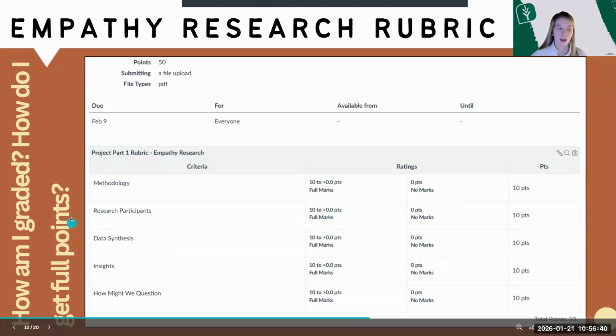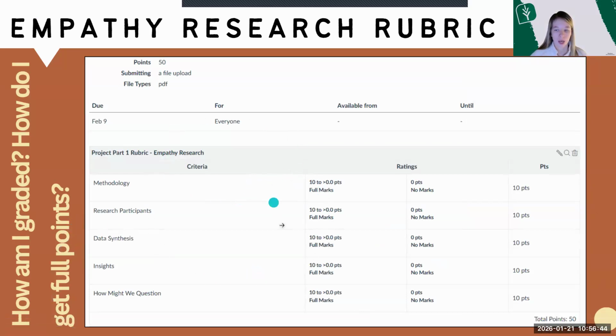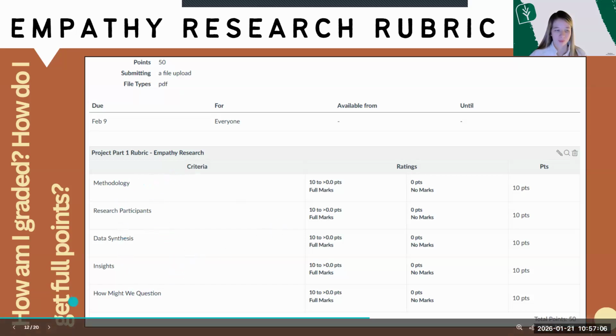How do you guys get graded? How do you guys get full points? This is the rubric. You guys should have access to this whenever. I like to pull up my rubric on one computer. Usually I have 2 monitors in front of me, so I'll pull up one with the rubric, and then usually the other one will have what I'm working on so that I can make sure that I'm meeting all of the criteria.